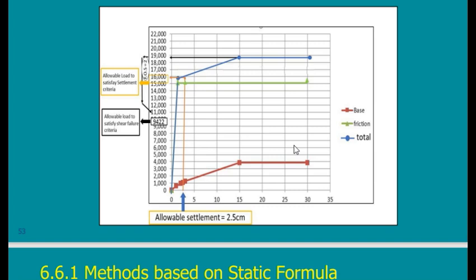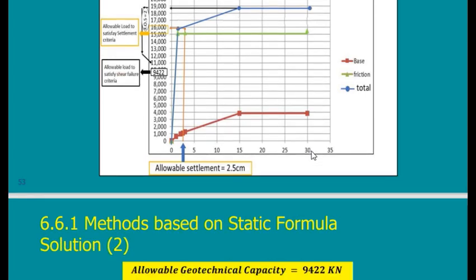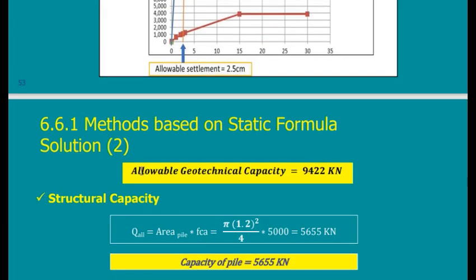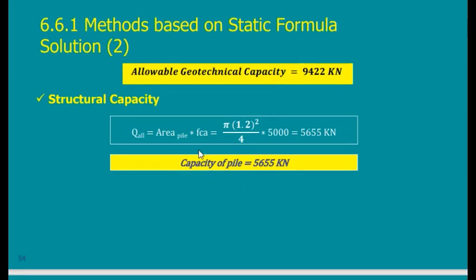Every time it depends on the values of the soil layering you have, the parameters of the soil. Then the allowable geotechnical capacity, when I say geotechnical capacity, it means due to the soil. Geo means soil. So when I tell you what is the geotechnical capacity of the pile, it does not mean what the pile can carry, but what the soil can carry. So geotechnical capacity is 9,422. As I said, we check the structural capacity of the pile.